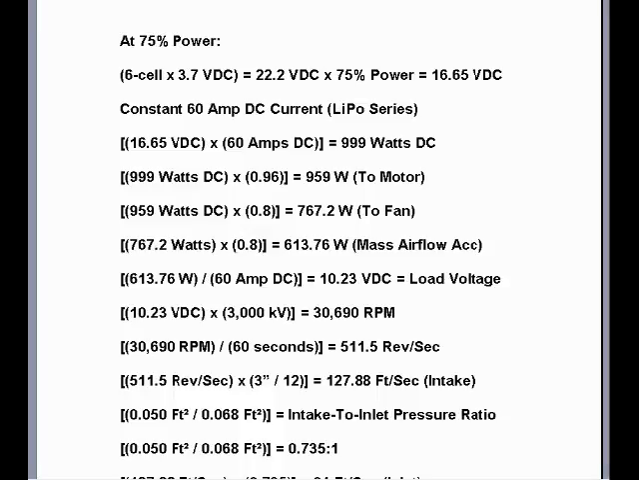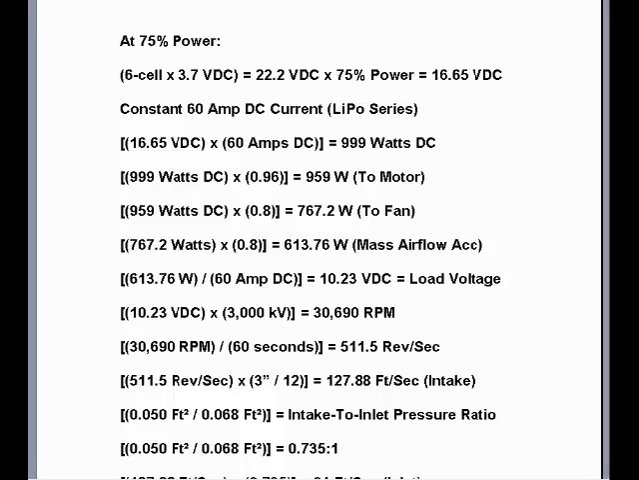So at 75% power, we are allowing 75% of the total voltage to reach the motor. So 22.2 volts DC, which is 6 cells times 3.7 volts per cell, times 75% power, or 0.75, equals 16.65 volts DC reaching the motor at a constant 60 amp DC output. 16.65 times 60 amps is 999 watts of DC electrical power flowing through the wire with a 96% electrical efficiency.